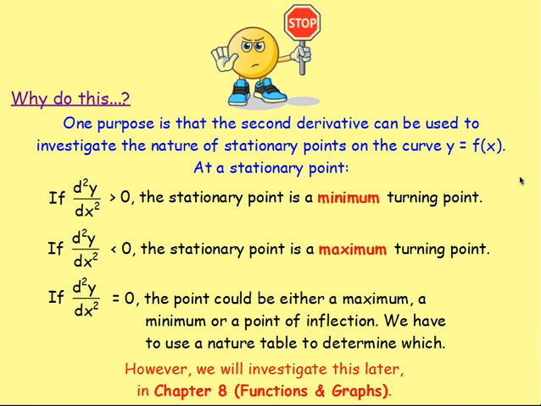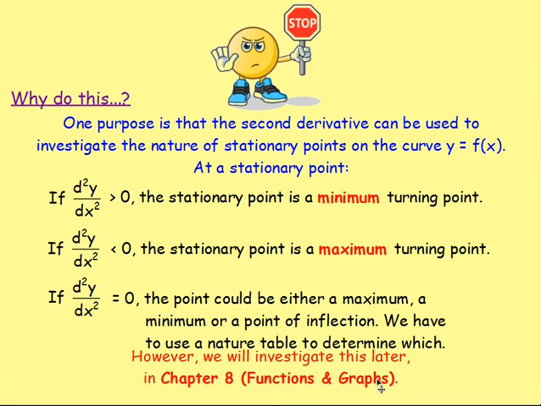What was the whole point in doing this? Well, the whole point is that there are applications for the likes of the second derivative. One of them is it can be used to determine the nature of stationary points. If you have a stationary point and you work out d2y by dx squared and you get something bigger than 0, it means the point is a minimum. If d2y by dx squared at a stationary point works out to be less than 0, it means the stationary point is a maximum. If d2y by dx squared works out to be 0, it could indicate a point of inflection, but it could also mean a maximum or a minimum, so you'd have to use a nature table to determine which.